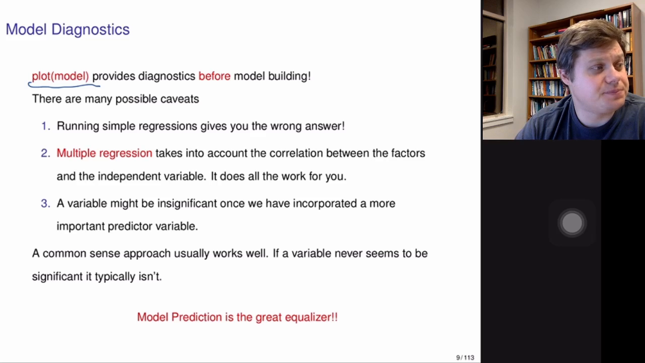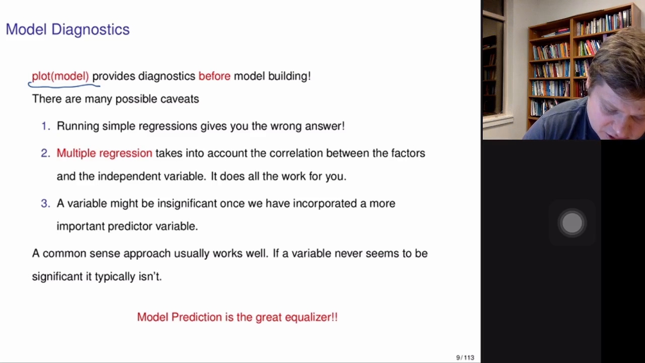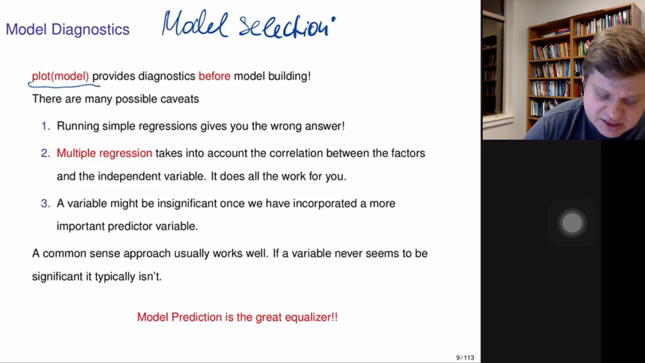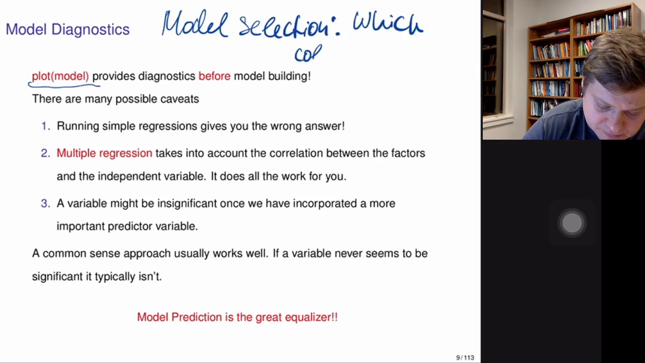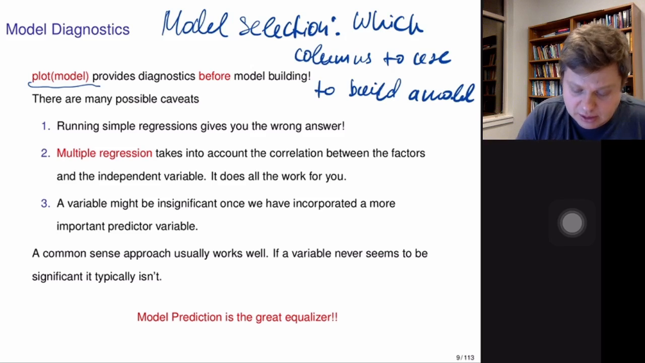The process of identifying specifically which columns to use is called model selection. In a more simplified way, the process of model selection is deciding which columns to use to build a model, which ones to include and which not to include.